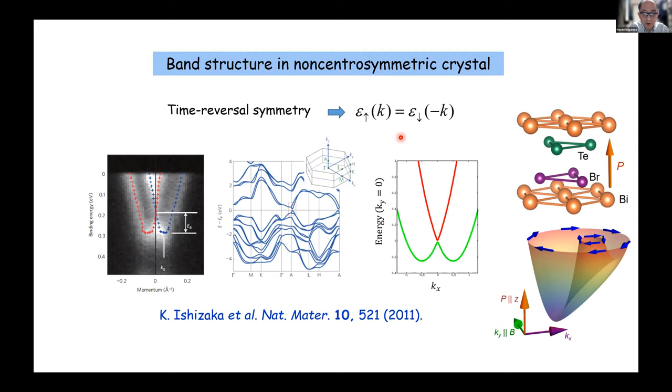But under the magnetic field, for example, along the y direction, this band structure will be distorted and an asymmetry between the x and minus x appears. Then you could have a non-reciprocal transport or a magneto-chiral anisotropy along the x direction. So this is a typical Rashba Hamiltonian system.